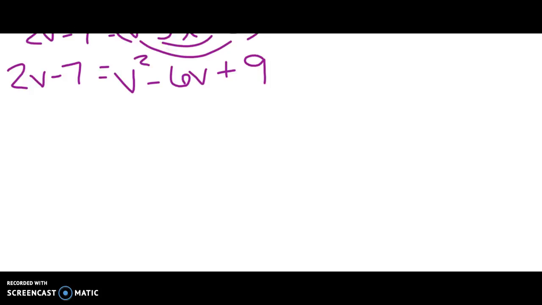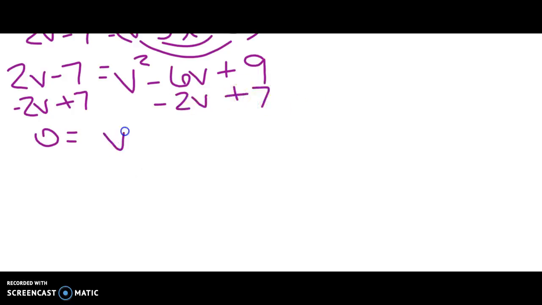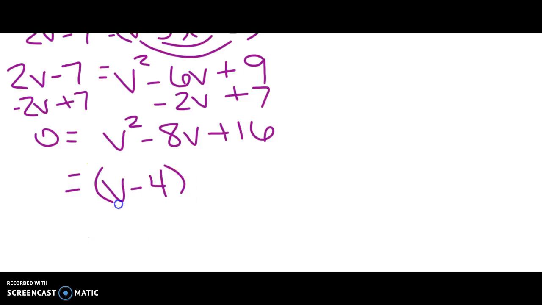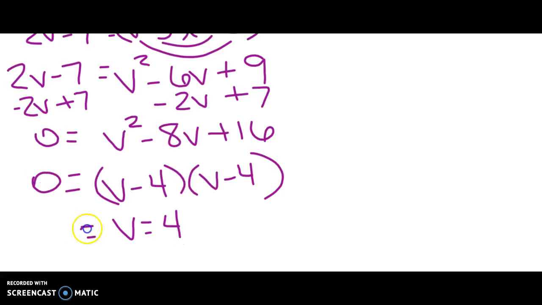All right, so now we're going to subtract 2v and we're going to add 7. So we're going to end up with 0 over here. We're going to subtract 2v and we're going to add 7. So we end up with v squared minus 8v plus 16. So you want factors of 16 that add up to negative 8. Well, that's going to be negative 4, negative 4. Okay, so now v is going to equal 4, right? Because all that has to equal 0. So v equals 4.